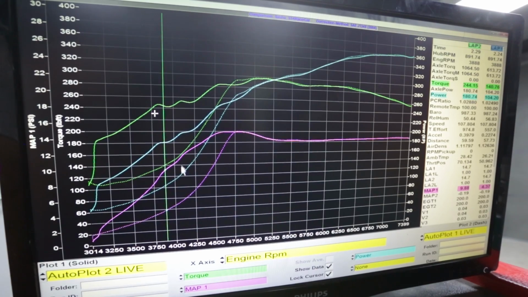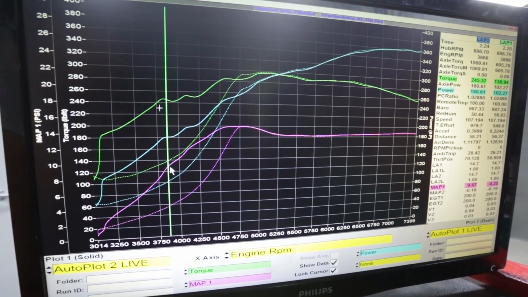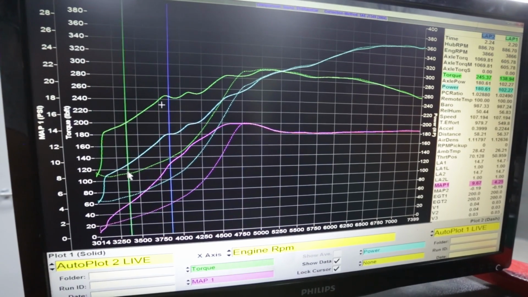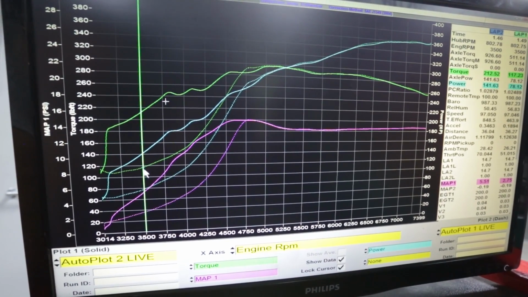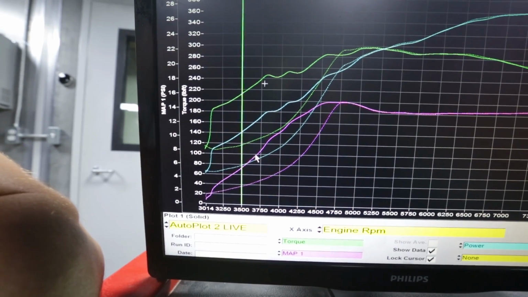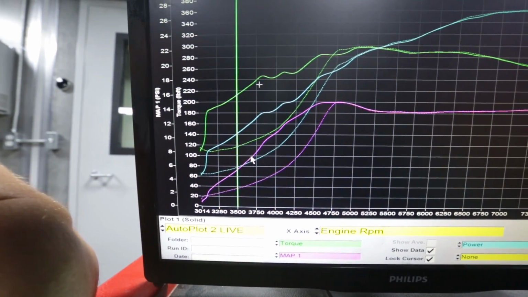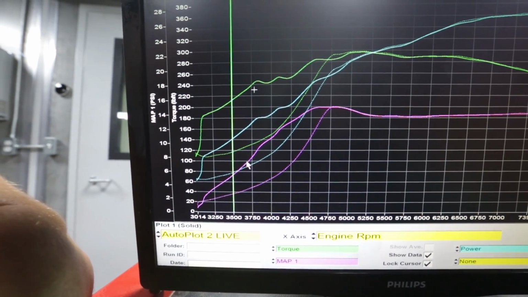And here is our first nitrous pull. All right, so you can see there, for example, if we pick 3,500 RPM, we've gone from 117 pound-feet of torque to 212 pound-feet of torque. So we've effectively doubled the power at 3,500 RPM.